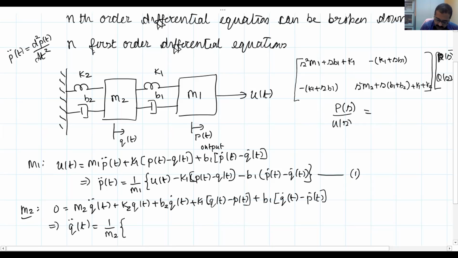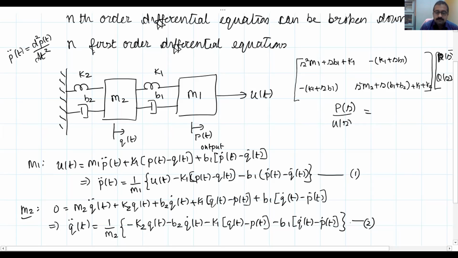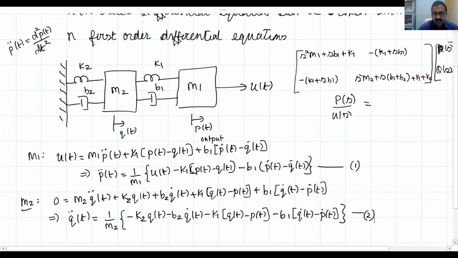1 by M2 into what? Minus K2 Q of T minus B2 Q dot T minus K1 into Q of T minus P of T minus B1 into Q dot T minus P dot T. This is equation 2. Now what I will do is define a set of variables.